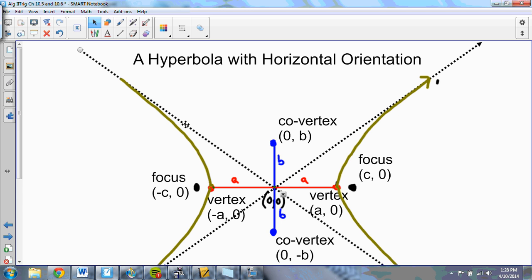These two lines here are asymptotes. Lines that the graph gets closer and closer and closer to, but never touches.